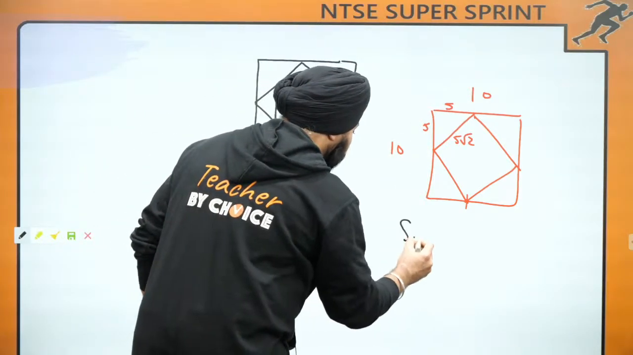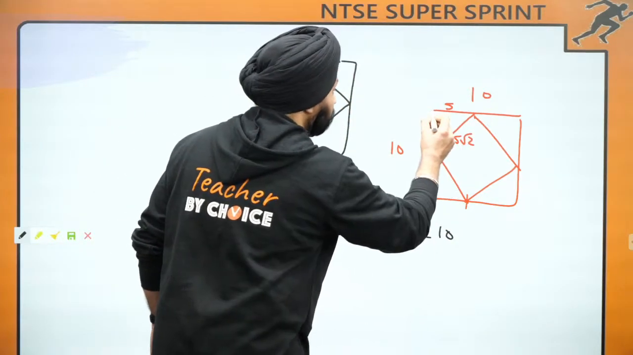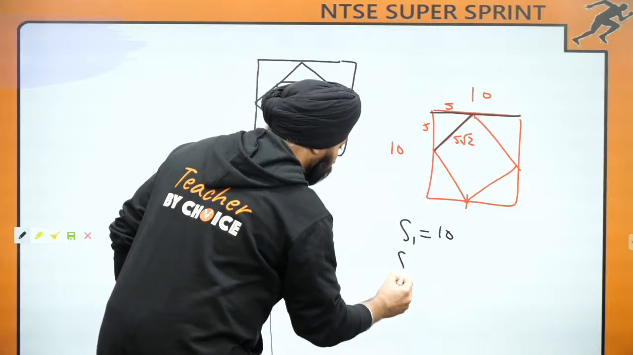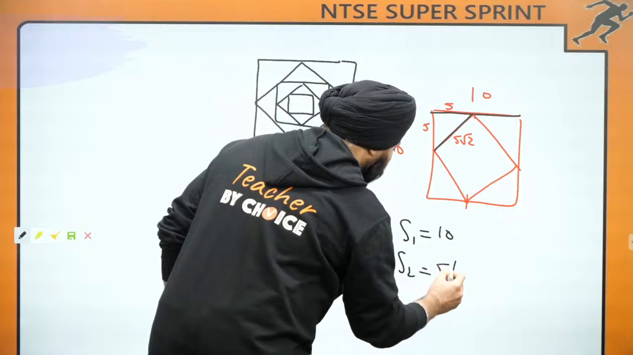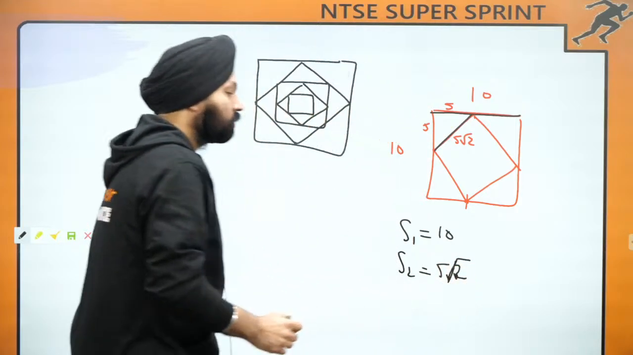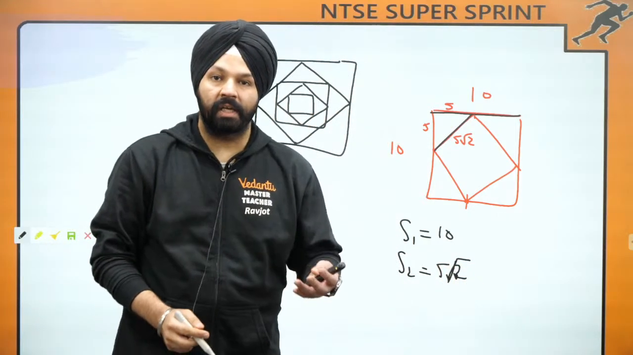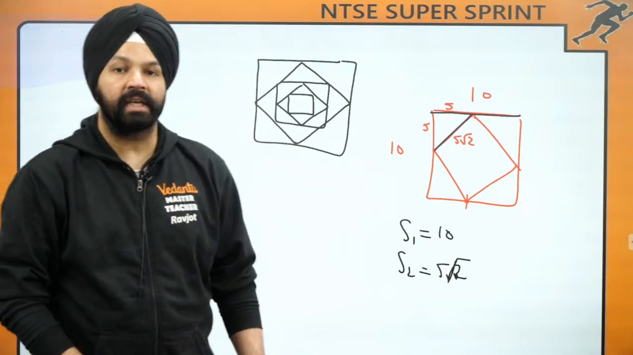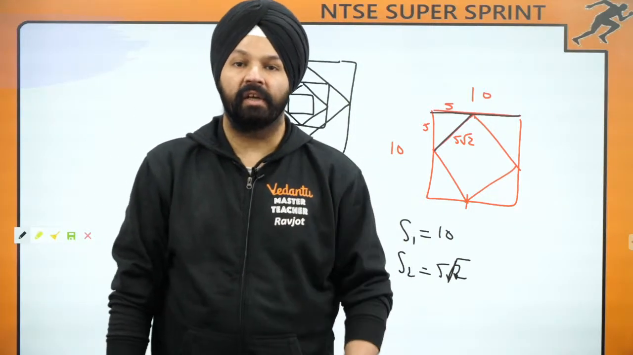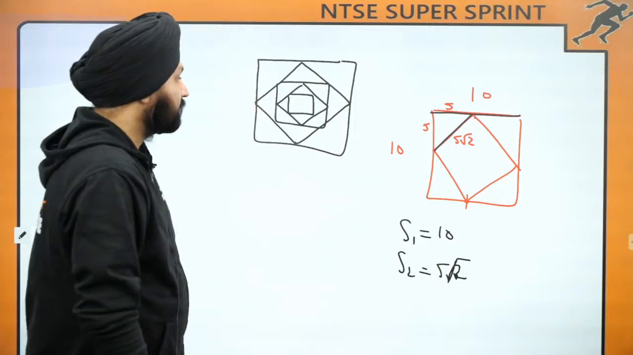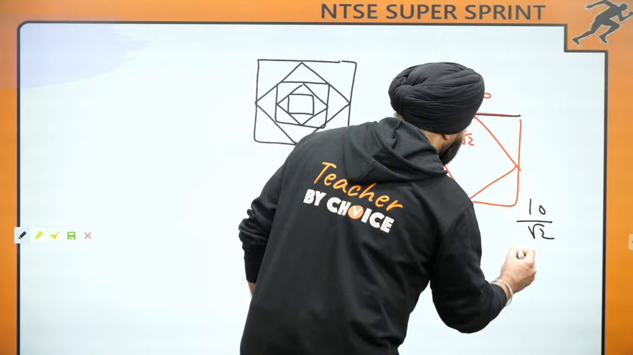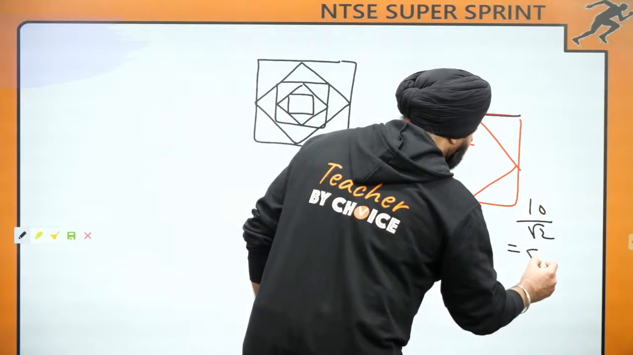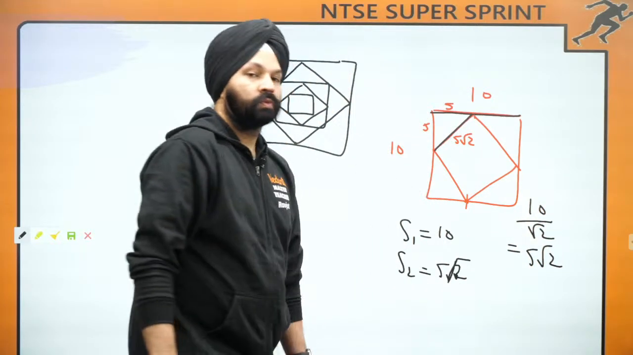The side 1 is 10. The side 2 is 5 root 2. That means what is the logic? The logic is simple. The side gets divided by under root 2. Divide 10 by root 2, so that means it will be 5 root 2.